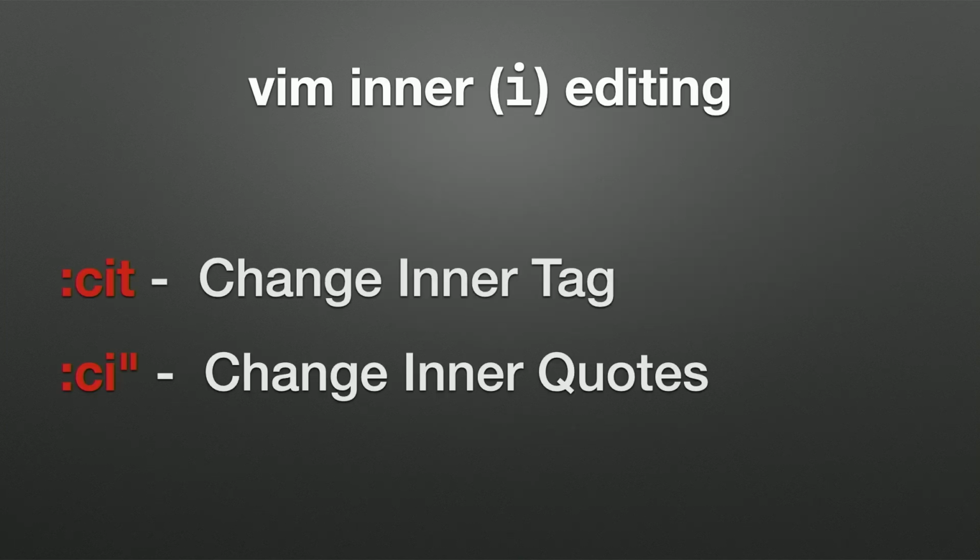But I do have two quick things that I actually do use in Vim daily. There's two commands you can run in Vim. A lot of us deal with plists, which is just XML, and a lot of us deal with JSON, which has a lot of quotations. So these two commands allow you to change inner tag and change inner quotes. At least that's what I call them.